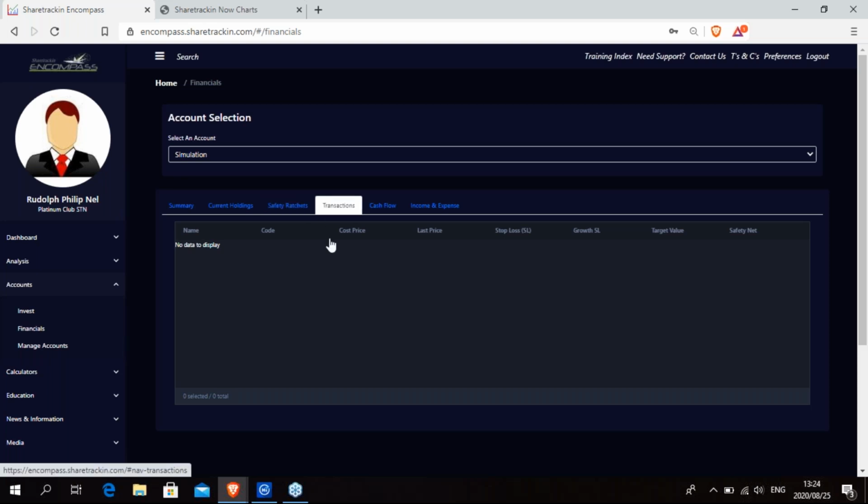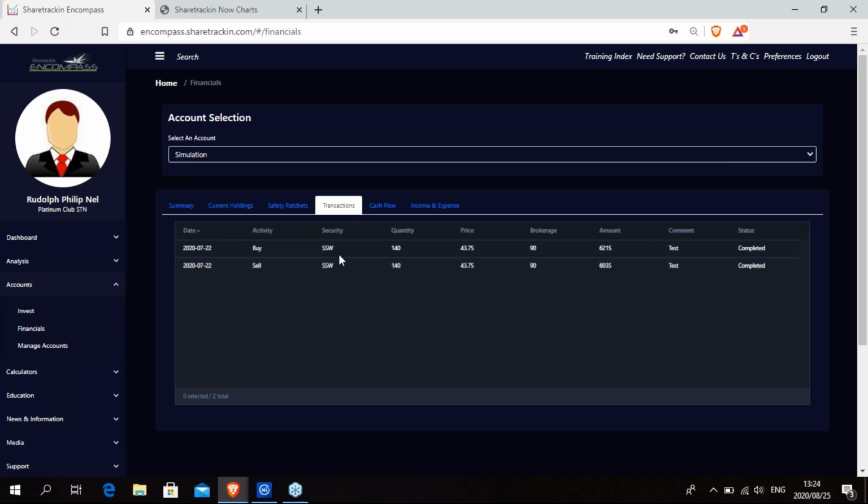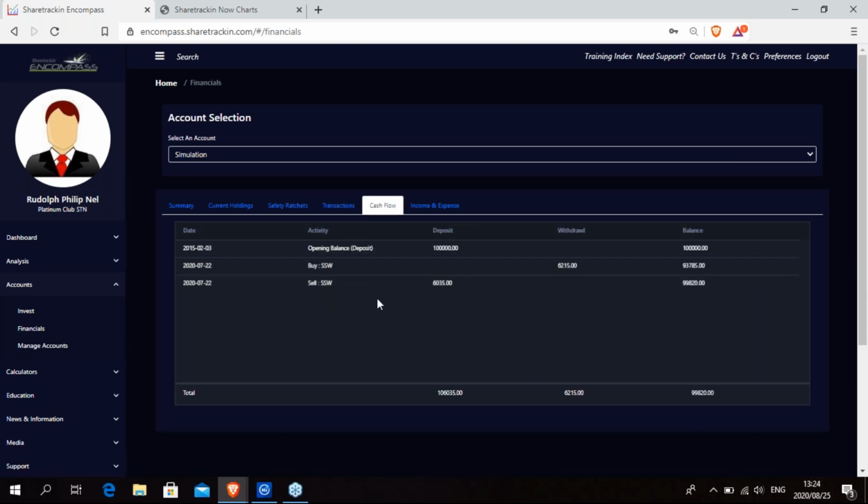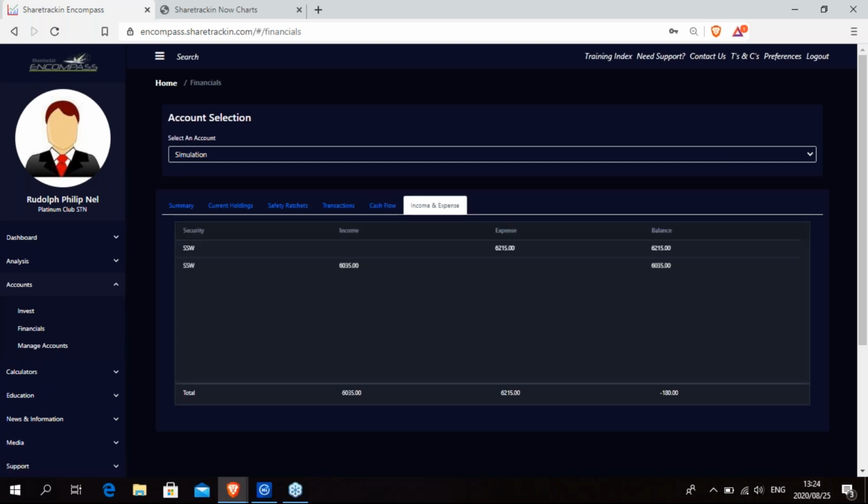All right. Then your transactions. So everything that you bought and sold. So you'll see that, for instance, there I bought Sabanya and then I sold Sabanya again. All right. And then your cash flow. So where basically your cash went. So here it will say that I bought Sabanya, so there was a withdrawal, and then a deposit was made again when I sold the share. And then underneath your income and expenses, same thing, it's going to show you expense. So I've made expense on Sabanya, and then that was my income on that share.